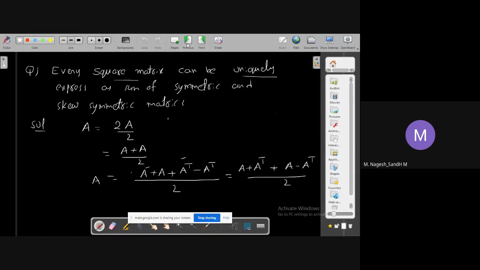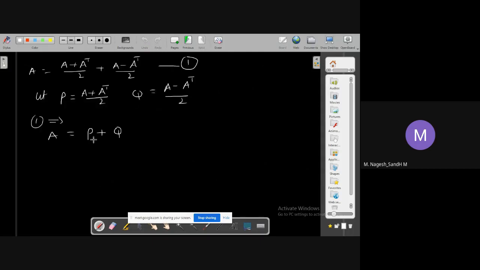But what is our question? A can be expressed as a sum of symmetric and skew symmetric. Sum means addition. So we got A expressed as a sum of two matrices. Now what we have to prove? We have to prove this P is symmetric and Q is skew symmetric. Is there any doubt? No, sir.